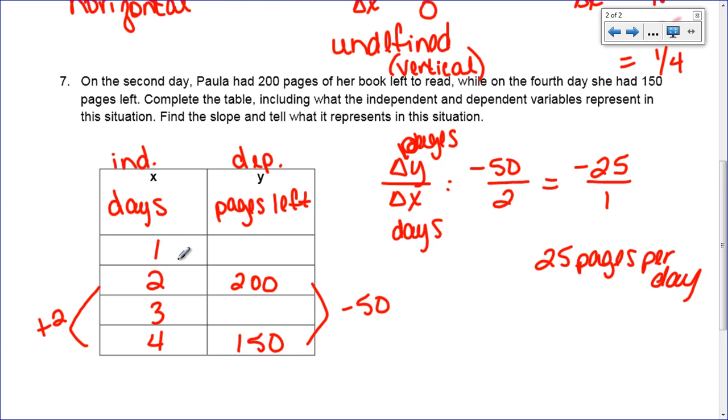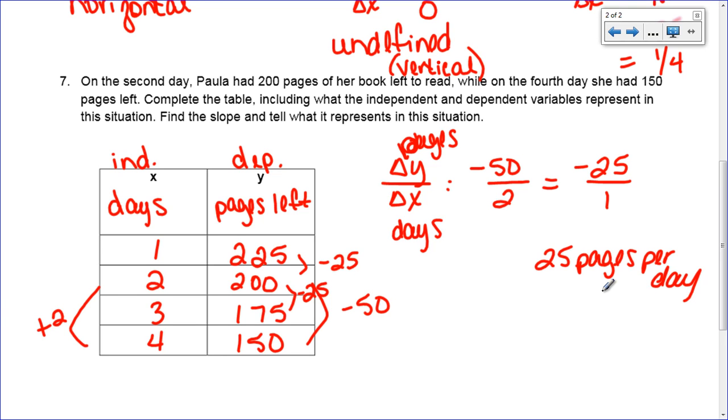Well, that means after 1 day, she had 225 pages left to read because I have to be able to do minus 25 from here to make my slope work. And then after 3 days, she had 175 pages left because I need this to also be minus 25 because my slope is minus 25 for 1. What it means is that she reads 25 pages a day. So that is slope from a table.